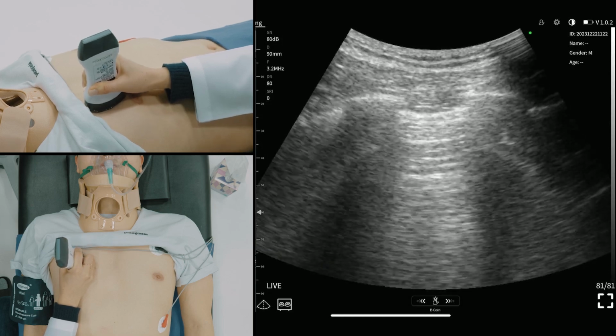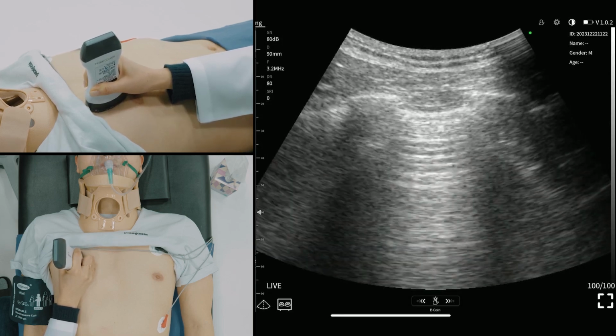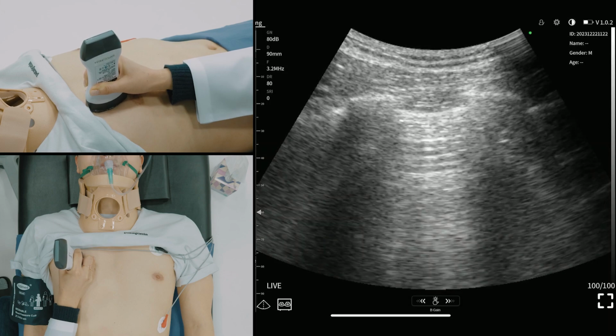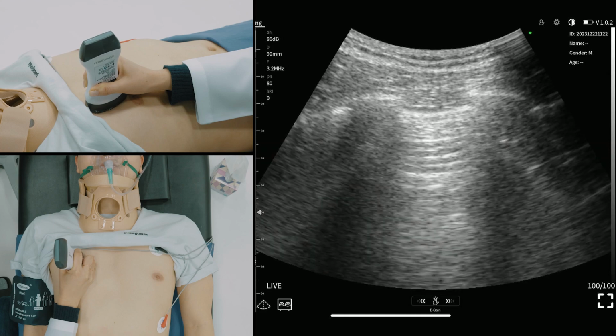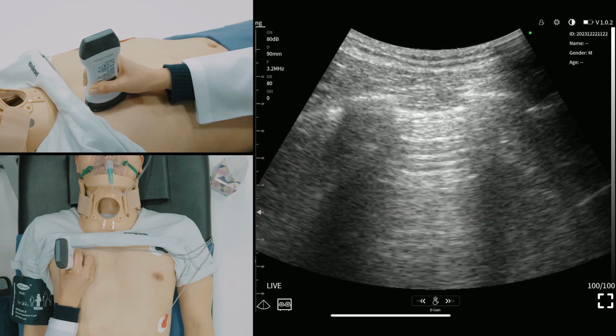Anchor the probe, observing for the sliding motion of visceral pleura against parietal pleura. If the sliding sign is absent, suspect pneumothorax. Comparing both sides may aid in assessment.